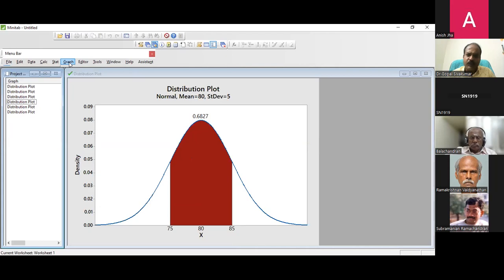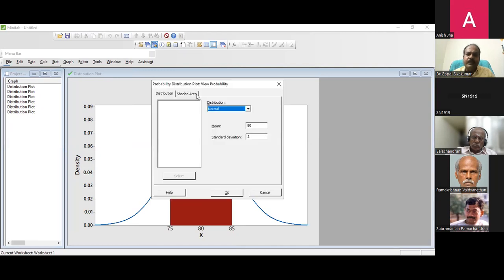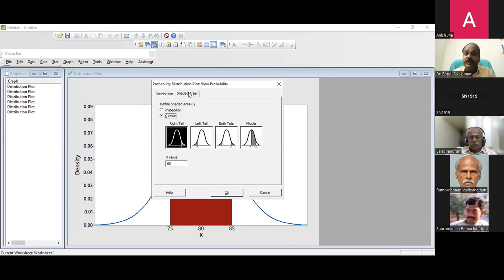Now go to graph, go to probability distribution plot, view probability, give OK. Now make it standard because this is a standard case, isn't it? Here also they have given 80 and 2. So if the real values are given, use that. Now go to shaded area. Middle. Now left. Now if you can take left, you can also take right. Sir, now we have to take right. Right means you choose probability, choose right.